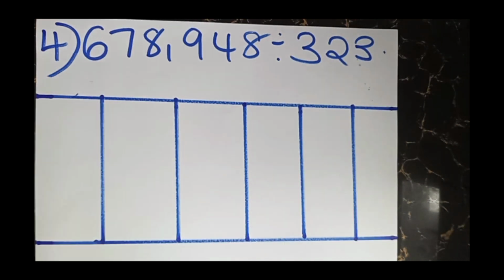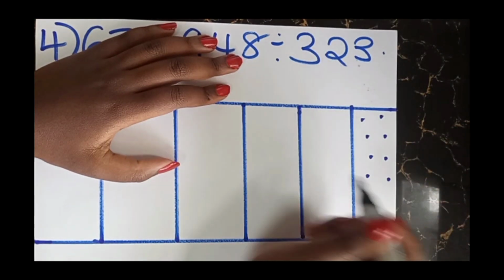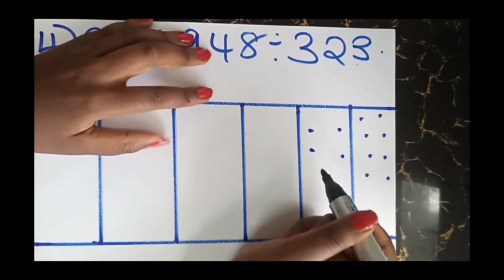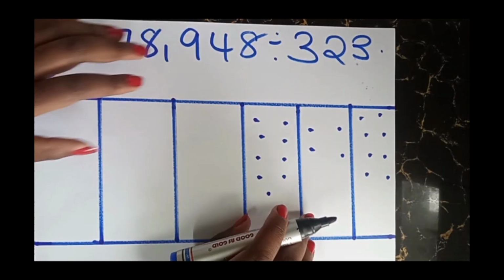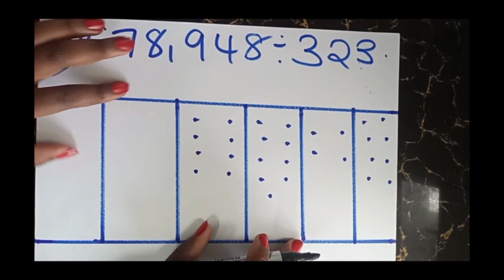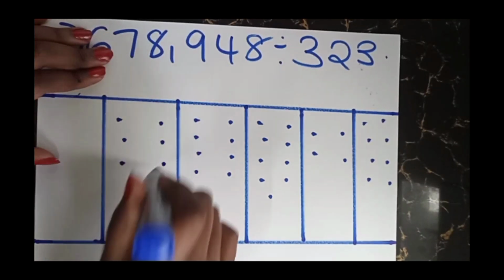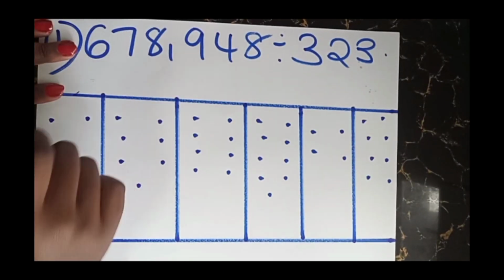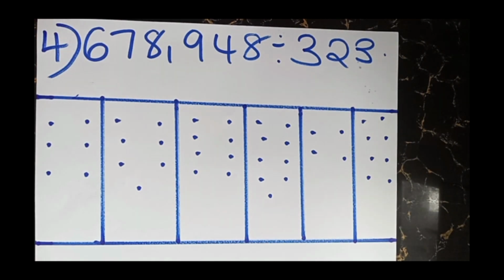So as usual, we'll symbolize the digits with dots. So 8: 1, 2, 3, 4, 5, 6, 7, 8. 1, 2, 3, 4. 1, 2, 3, 4, 5, 6, 7, 8, 9. 1, 2, 3, 4, 5, 6, 7, 8. 1, 2, 3, 4, 5, 6, 7. 1, 2, 3, 4, 5, 6. Okay, so we have symbolized the digits with dots.